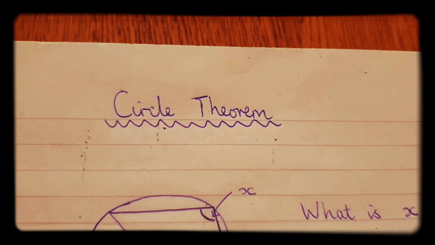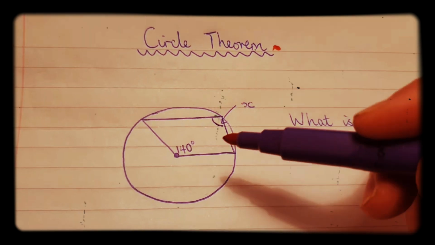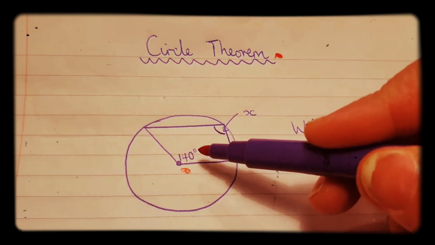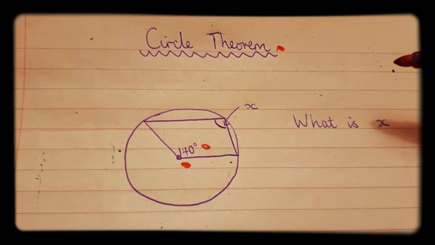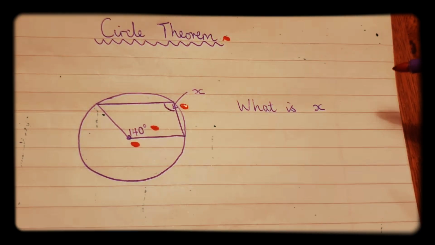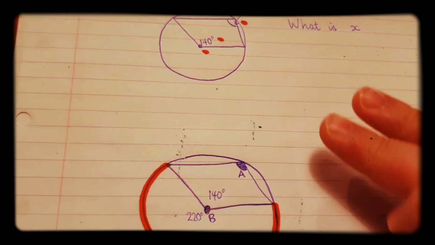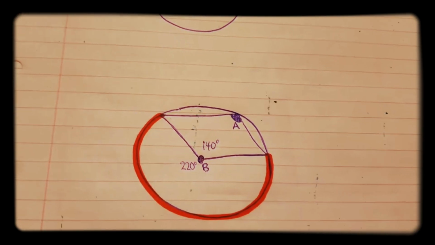Okay, we have a question here and it's going to be on circle theorem. So here's the question. We've got a circle here with a midpoint. This angle here is 140 degrees and we've got to find out what that angle is, angle X. Okay, so the way to do this, first of all you need to see what circle theorem we're going to use.